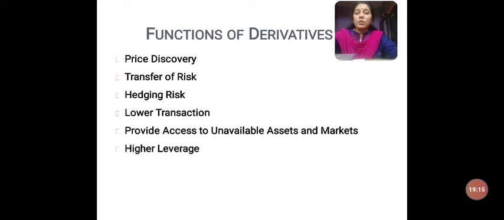See, when we talk about transaction cost, you have got brokerage, you have got commission, you have got transportation cost, you have got physical delivery cost. All this is reduced when there are derivative contracts taking place. So the transaction cost is quite less compared to other types of contract dealings.